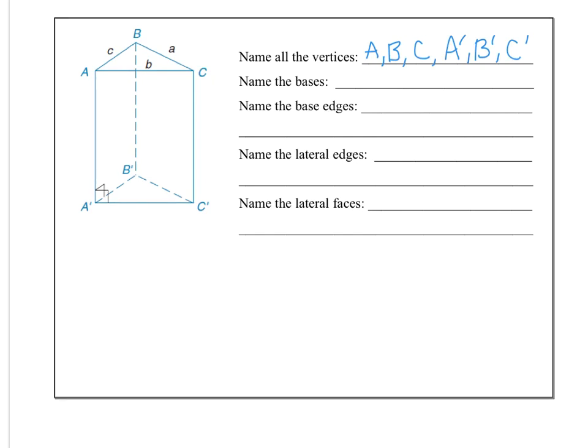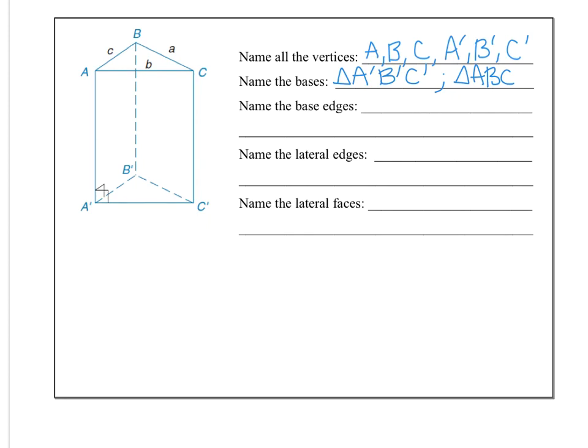Now the bases, we usually name them by what shape they are. So the base is what it stands on. So this is what it's standing on. It's a triangle. So we have triangle A prime, B prime, and C prime, as well as triangle A, B, C for the top.